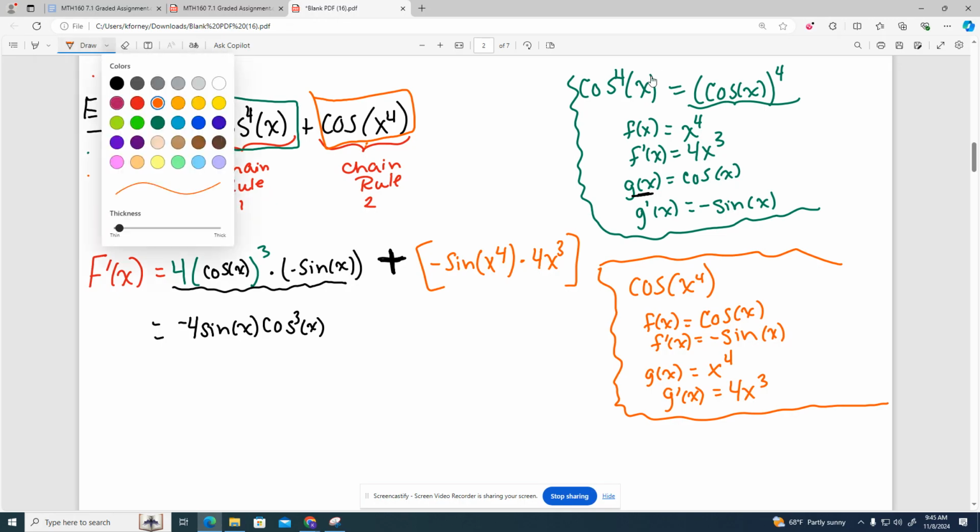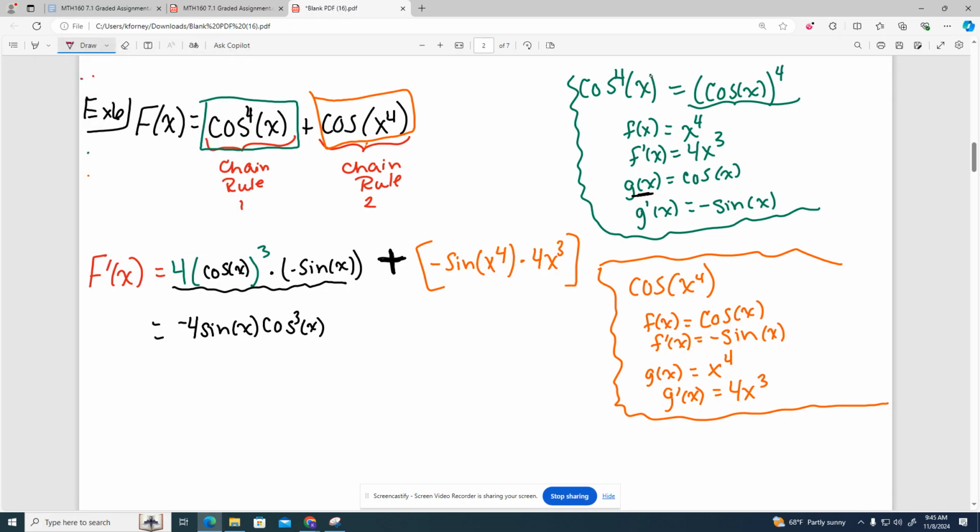So now as I go clean this part up, this plus and this negative means I can just put a minus here. And then this, I would put minus 4x cubed sine x to the 4th. So this was like doing 2 problems in one.